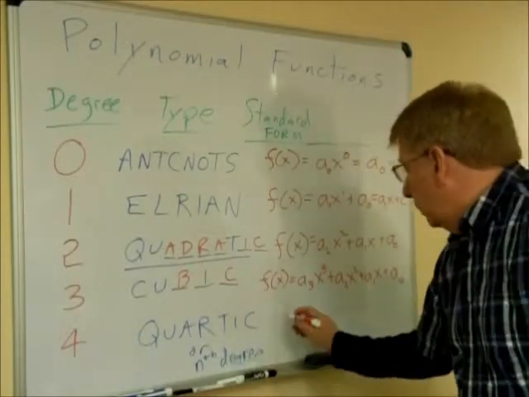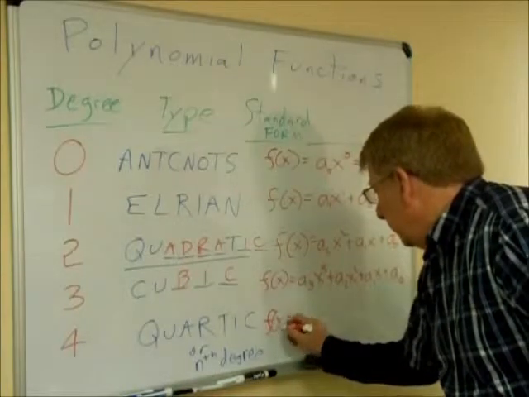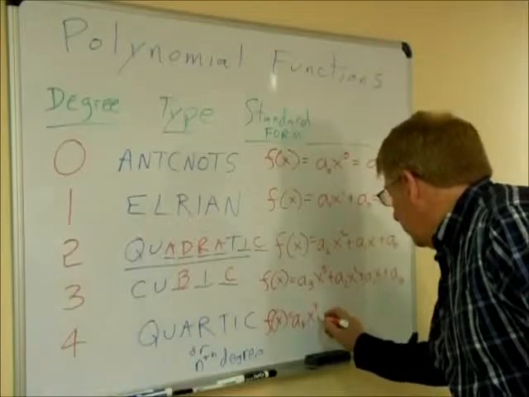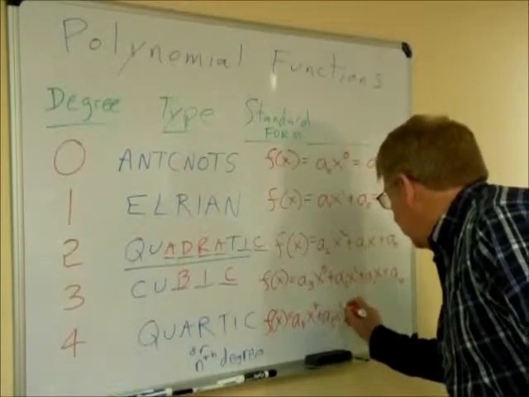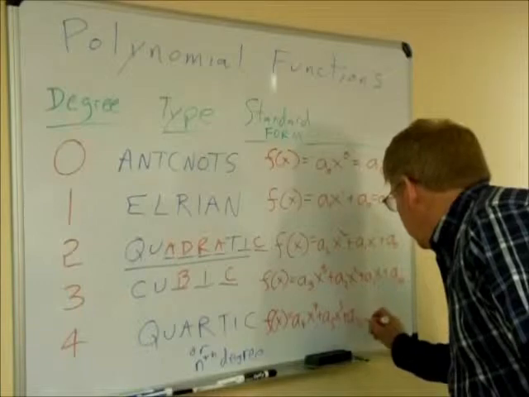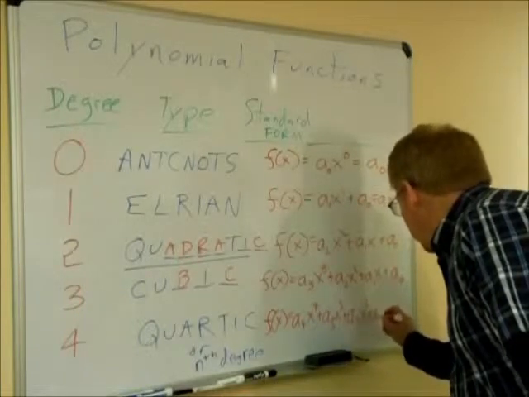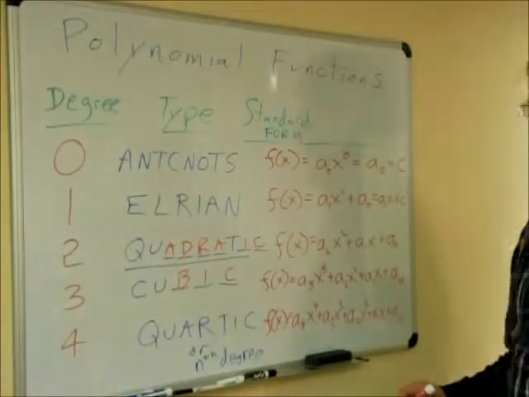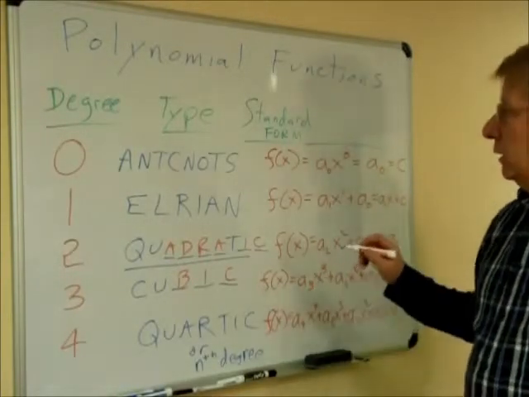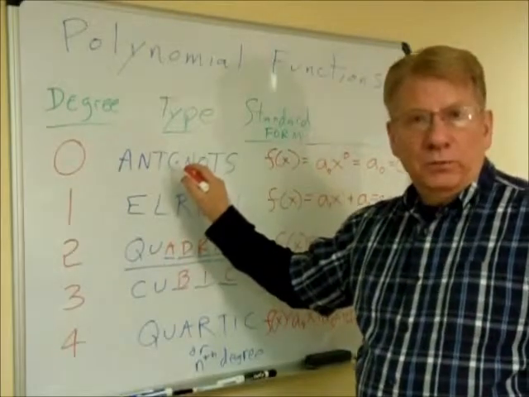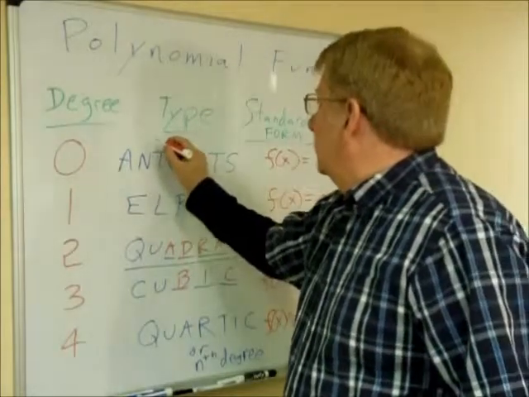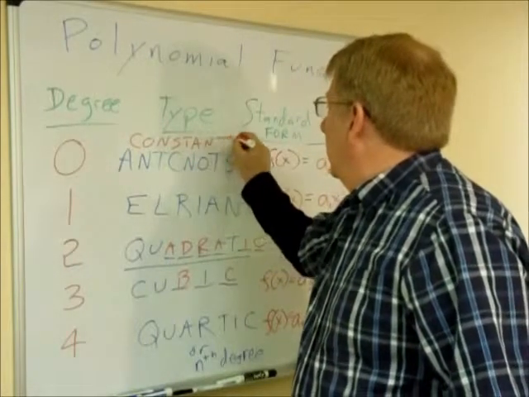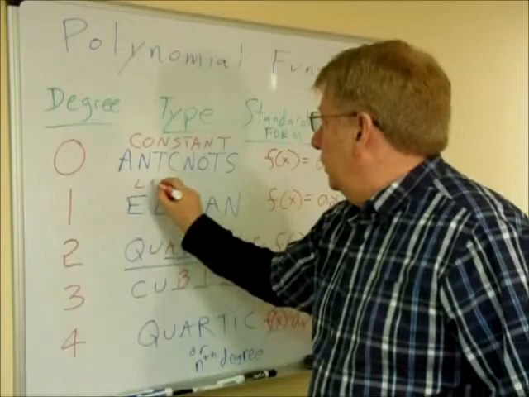And then the next one, the quartic, we have f of x equals a sub 4 x to the fourth, plus a sub 3 x to the third, plus a sub 2 x squared, plus a sub 1 x, plus a sub 0. And it goes on and so forth. Okay, give up on this one. This one is constant. And this term here is linear.